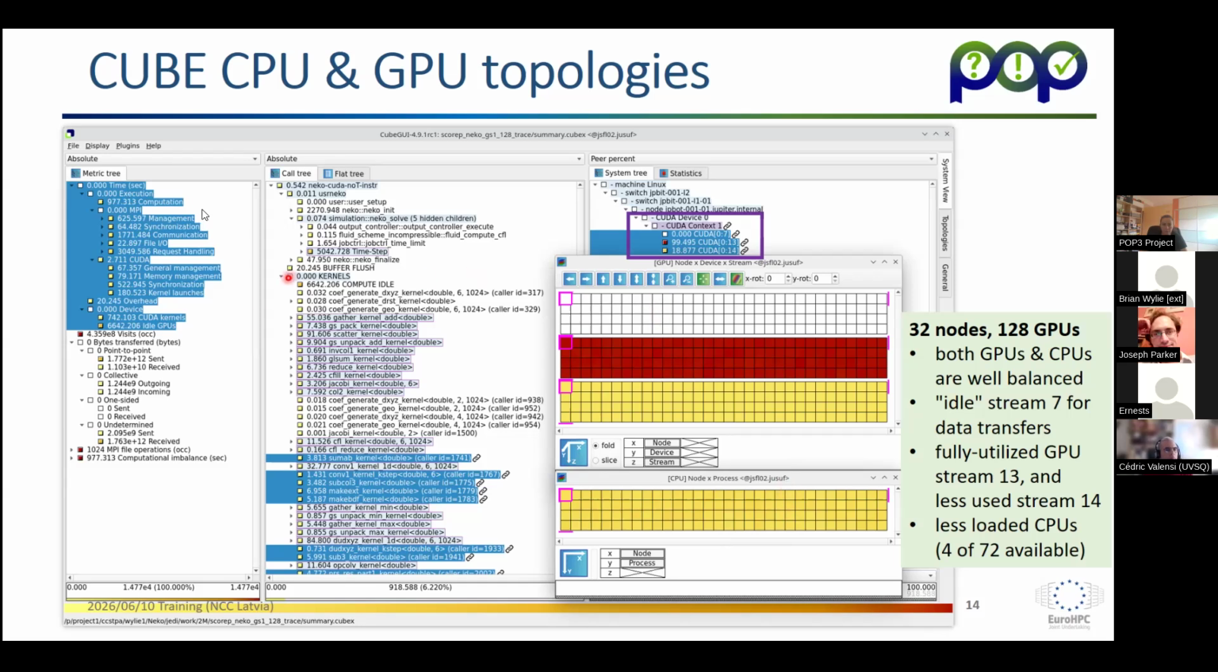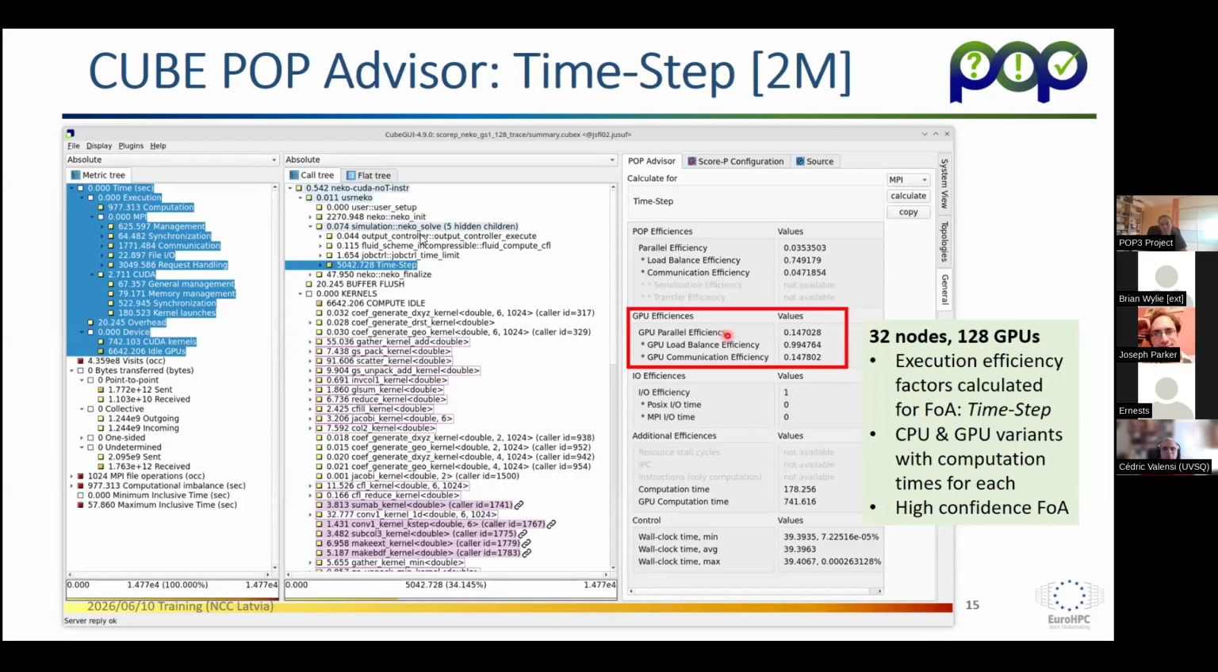But as well as having that level of insight into all of these metrics and where there's load balance going on, one of the things that we have incorporated more recently as part of the POP Center of Excellence is the ability to summarize the efficiencies and present those. And so when we calculate things like the GPU efficiencies for our focus of analysis, the time step loop here, we see that the load balance efficiency is very good, close to perfect here. But when we're running on 128 GPUs, the efficiency for communication and coordination of the GPUs is much less good. So here we're down to 0.15.